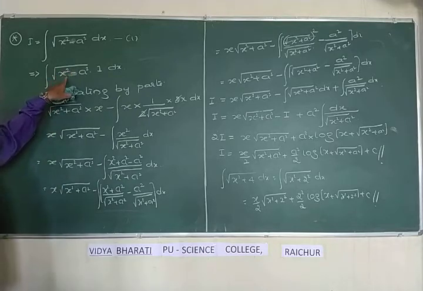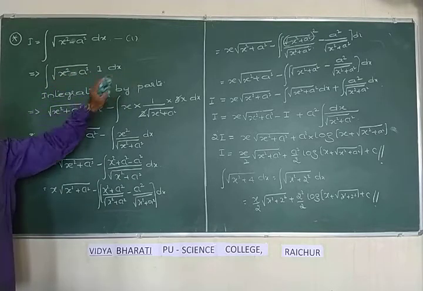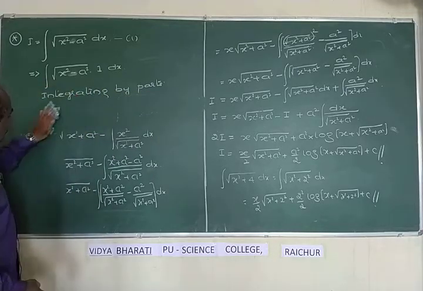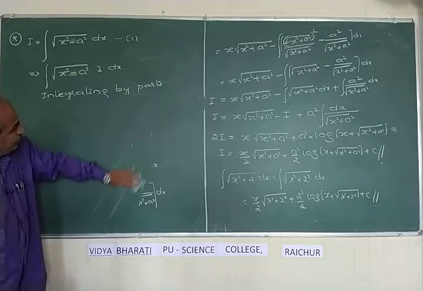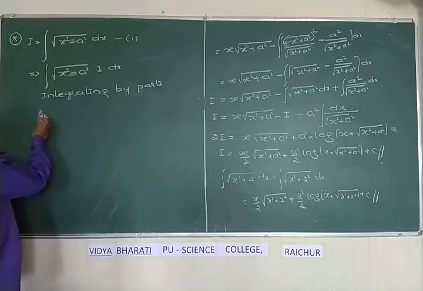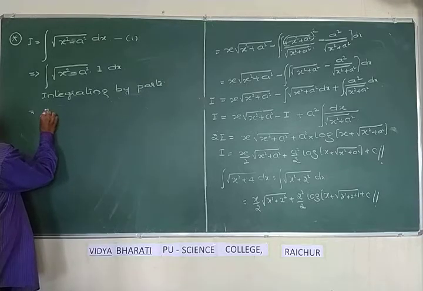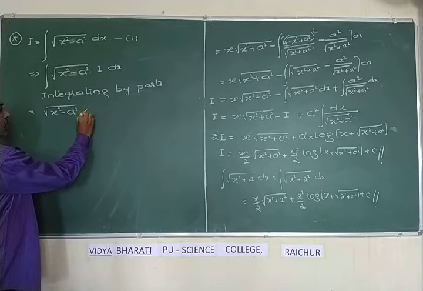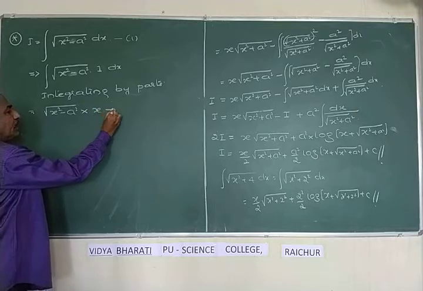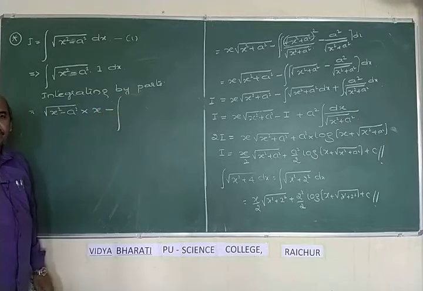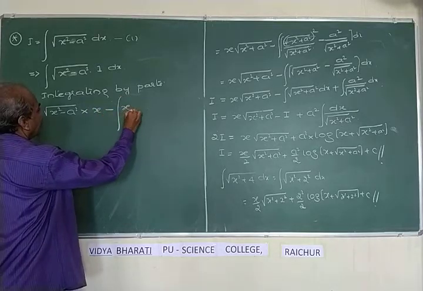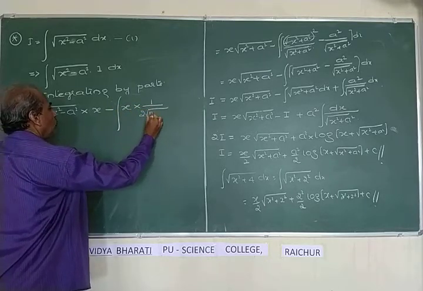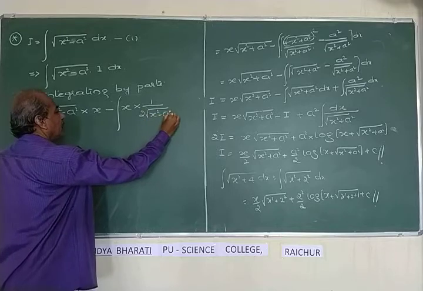So integral of root of x square minus a square into 1 dx, you have. Now integrate it by parts. Therefore, which is equal to: first function as it is, you keep root of x square minus a square; integration of 1 will be x, minus integral of x as it is, differentiation of first, it will be 1 by 2 root of x square minus a square.